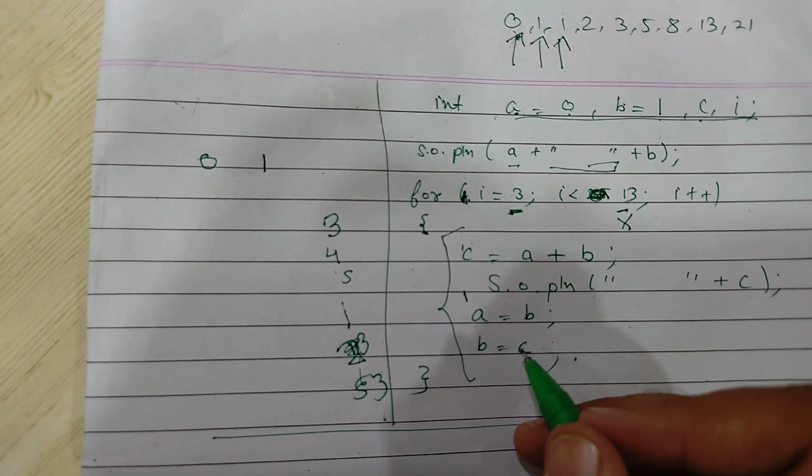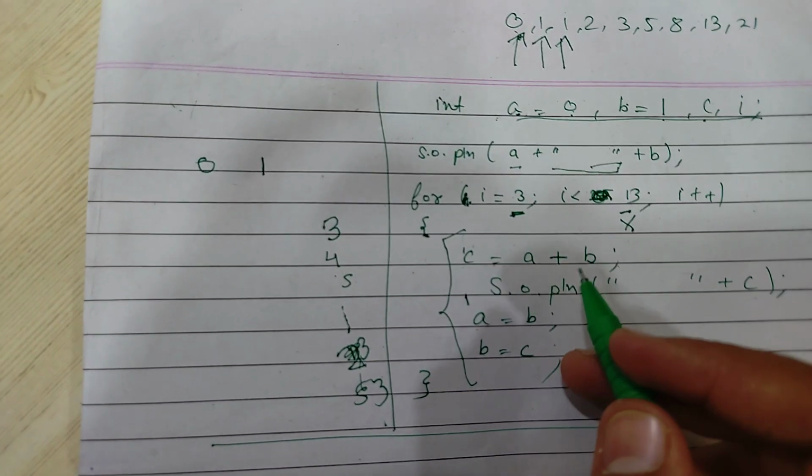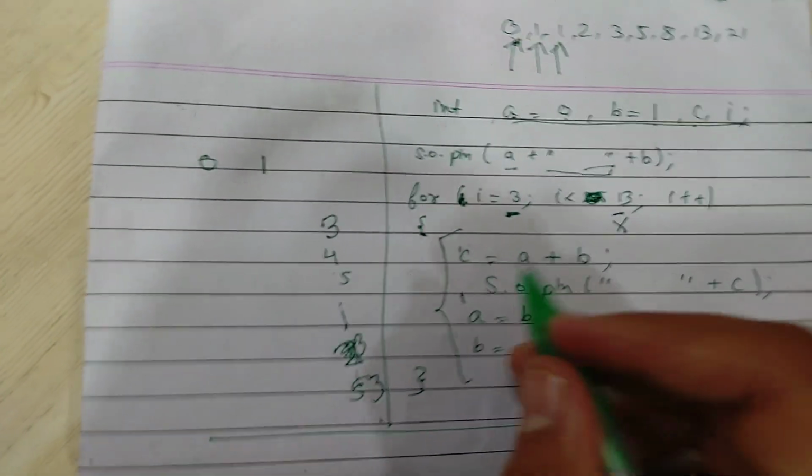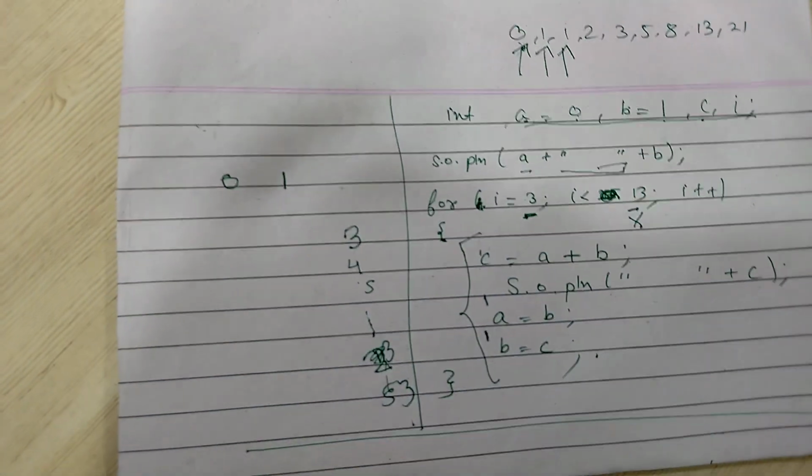And whatever the value of C is, that is nothing but the B. So what is the value of C? C is nothing but the addition of A and B. And we know that A was 0, B was 1, 0 plus 1, it will be 1. So the value of B will be 1.